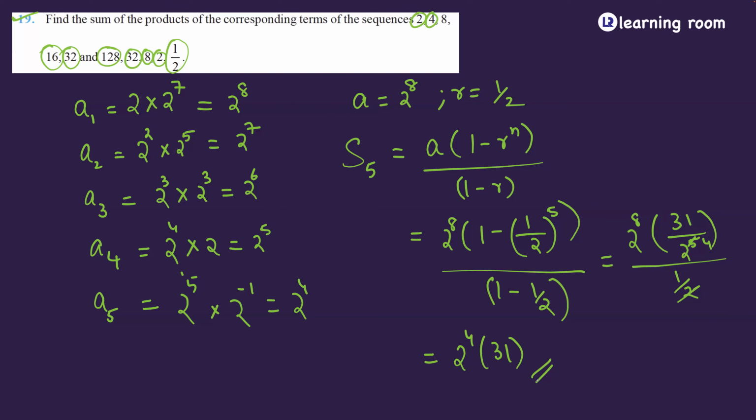You want to write this as 256, sir? Why again? Anyways, it is going to get cancelled. Now you're left with 2 power 4 only. 2 power 4 is 16. 16 into 31, it's easier to calculate. So it should be 480 plus 16, that is 496.